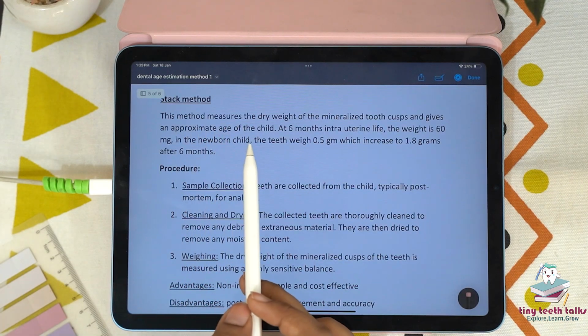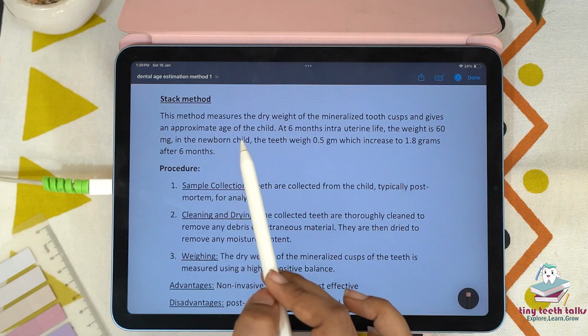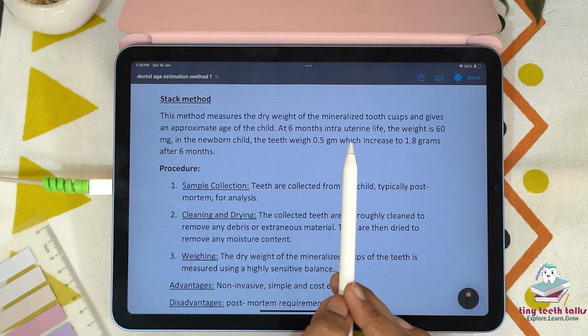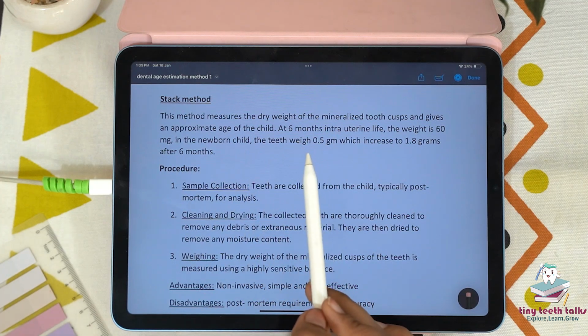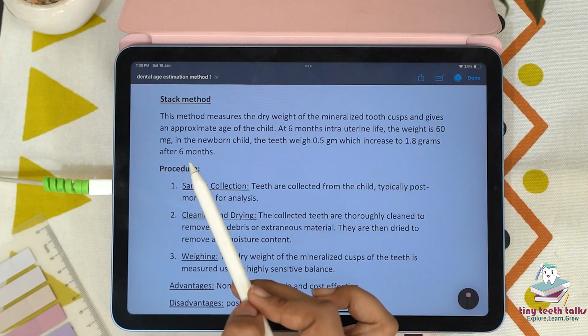Stack method. This method measures the dry weight of the mineralized tooth cusp and gives an approximate age of the child. At 6 months of intrauterine life, the weight is 60 mg. In the newborn child, the teeth weigh 0.5 gram, which increases to 1.8 gram after 6 months.